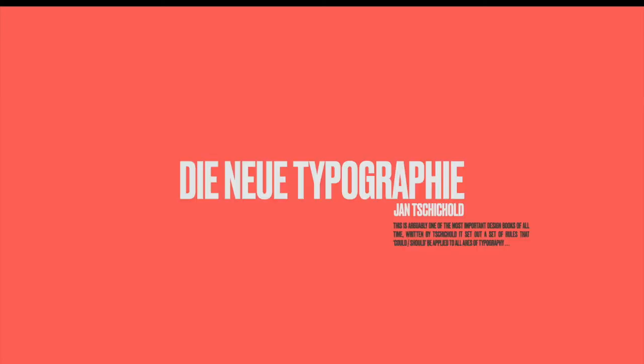Now, the designer that really influenced this movement was a typographer called Jan Tschichold. And he produced a book called The New Typography, and it was basically like a manifesto on a new vision for the way that we can use typesetting. And embedded in that was what we know today as the grid system.